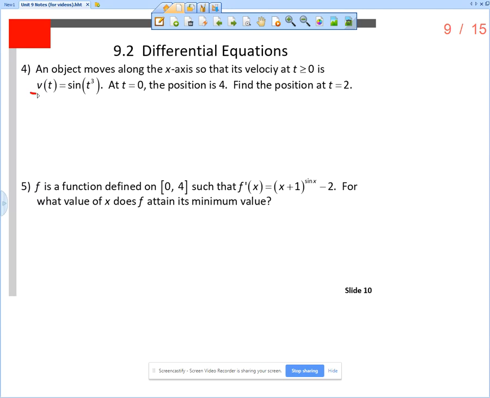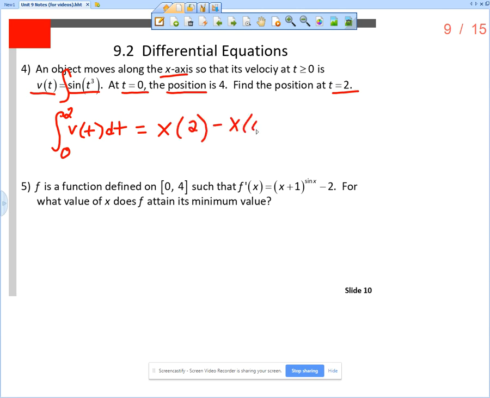We recognize that v is sine of t cubed, but I want position, so I would have to integrate v. Now, if I think just the integral of sine of t cubed, I would need a u substitution of t cubed, which doesn't work because I don't have a t squared on the outside. So what do we do? We are going to integrate the v of t function with respect to t from 0 to 2. So what is that going to find for me? That's going to find the position, and I'm going to use x of 2 minus x of 0, right?